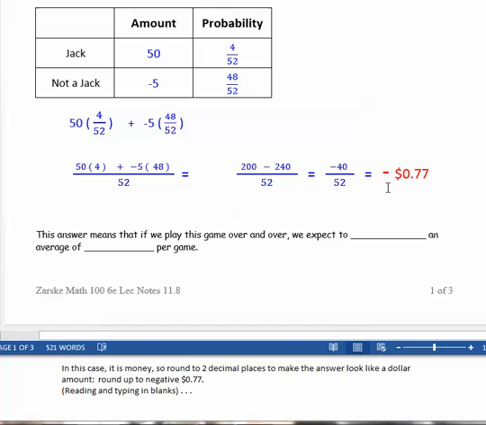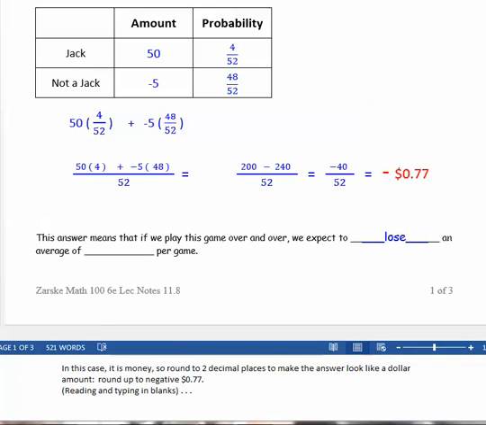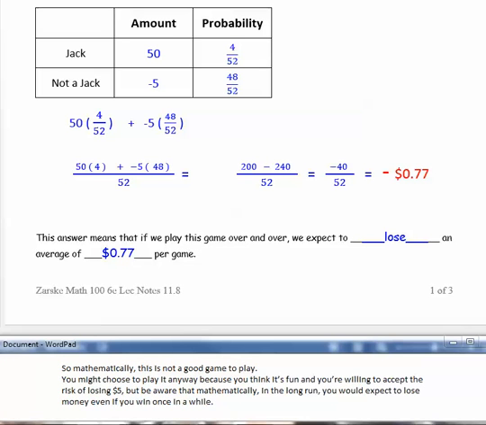This answer means that if we play this game over and over, we expect to lose, because it's negative, an average of 77 cents per game. So mathematically, this is not a good game to play, because you lose. You might choose to play it anyway because you think it's fun and you're willing to accept the risk of losing $5 to maybe win the $50. But be aware that mathematically, in the long run, you would expect to lose money even if you win once in a while.